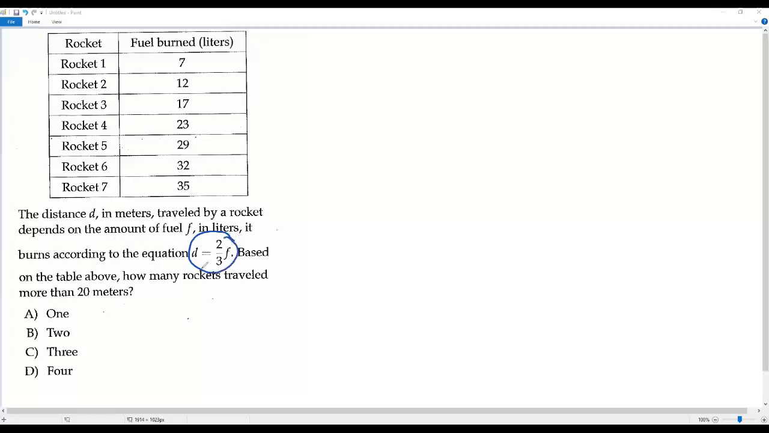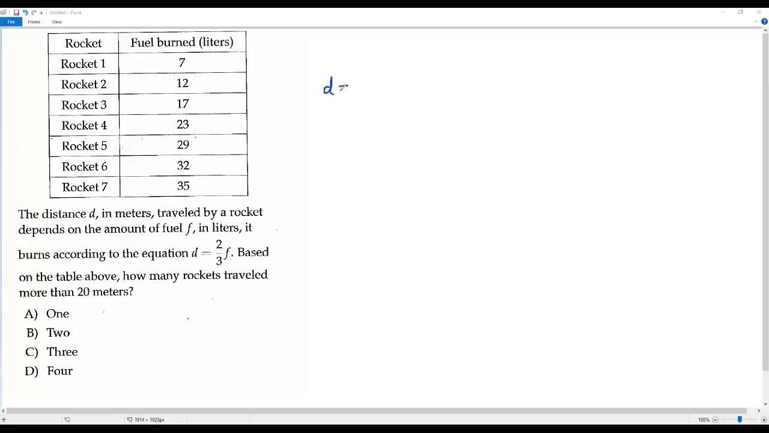Okay, in this equation, d equals 2/3 of F. D stands for the distance traveled by each rocket in meters, and F stands for the fuel it burns in liters. Here we have to find the number of rockets that traveled more than 20 meters of distance. In the first step, I'm going to plug in 20 for d into this equation and solve for F.